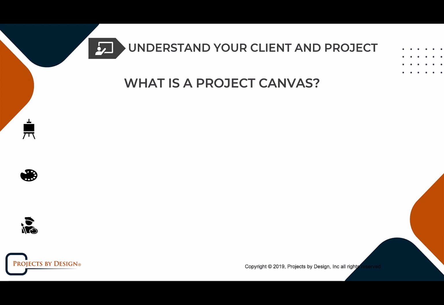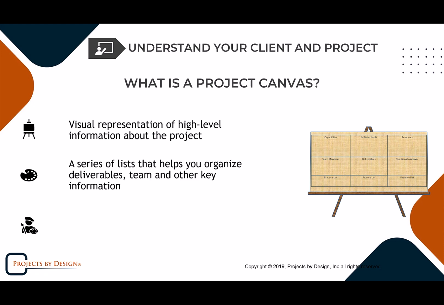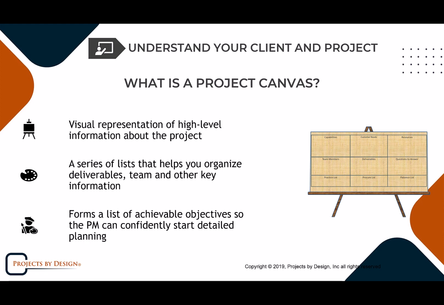So, first of all, in terms of understanding your client and project, what is a project canvas? First of all, it's following a lean approach. We want to visualize the work. So it's a visual representation of high-level information about the project. Really, what it is, is a series of lists. That series of lists is going to help you organize the deliverables, the team, and other key information. It forms a list of achievable objectives that the PM can start confidently planning in detail.